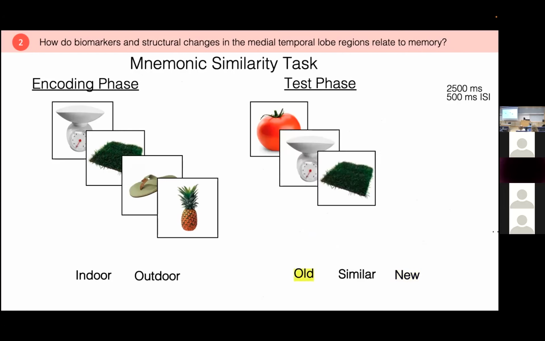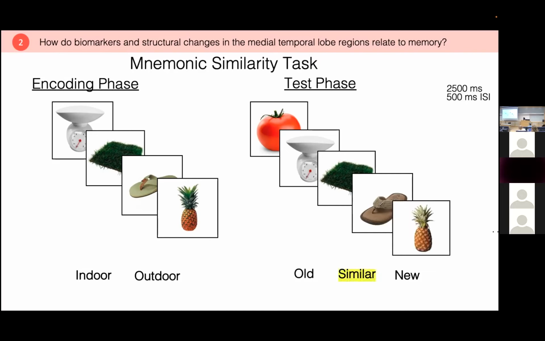And most critically, you see these trials in which there is a slightly similar object to what was previously presented. So the shoe is slightly different from this previous shoe that was shown before. And you also see that this pineapple is slightly different, if you look very carefully, than the pineapple that was previously presented before. So your response there would be similar.